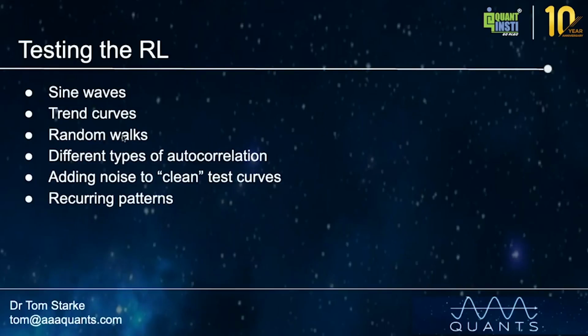And we probably have to go back and figure out what the problem is. Then here we could also input different types of autocorrelations. Then what I also like to do is add noise to my clean test curves. So for example, instead of using a clean sine wave or a clean trend curve, I use a noisy sine wave or noisy trend curve. And then finally, we could also input recurring patterns. So for example, we could input recurring chart patterns in our test system that the machine may or may not pick up and then trade on.